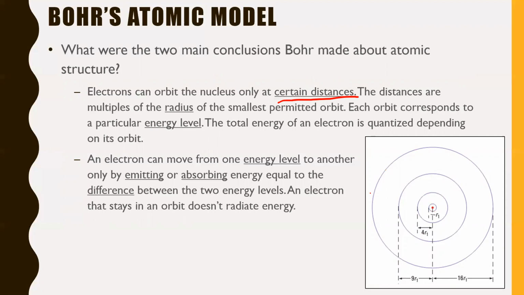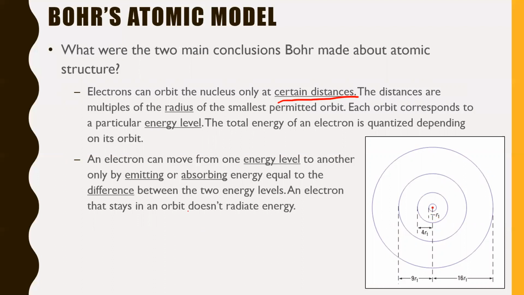The further away you get, there's a change in energy, right? So each energy level has a different energy amount allotted to it. Those energy levels are directly related to the distance it is from the center. So in other words, the radius of its orbit.